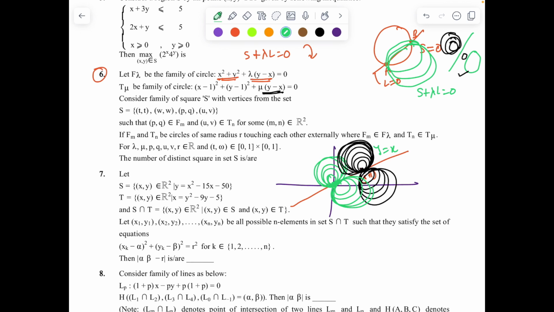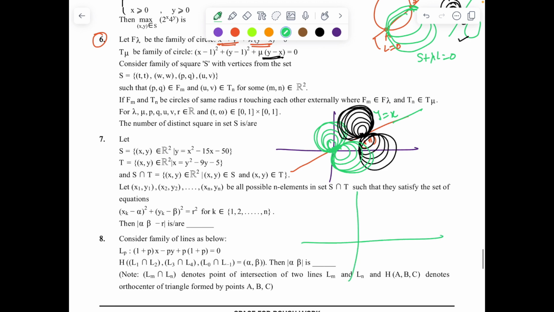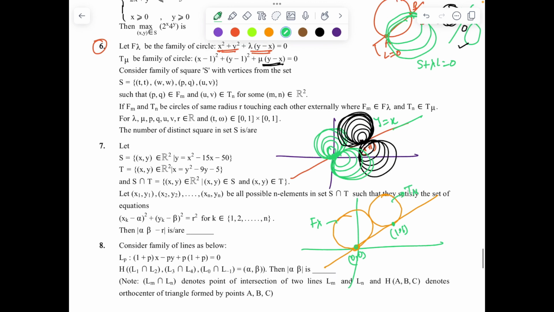Now consider a family of squares S with vertices from the set T, W, P, Q, U, V. Of course T and W will lie on this line, the y = x line. So we have a square over here. Just for the sake of clarity, let me draw these two family members here: circle 1, circle 2. One is touching at (0, 0), the other is touching at (1, 1). So this is the F(λ) family member, and this one is T(μ).